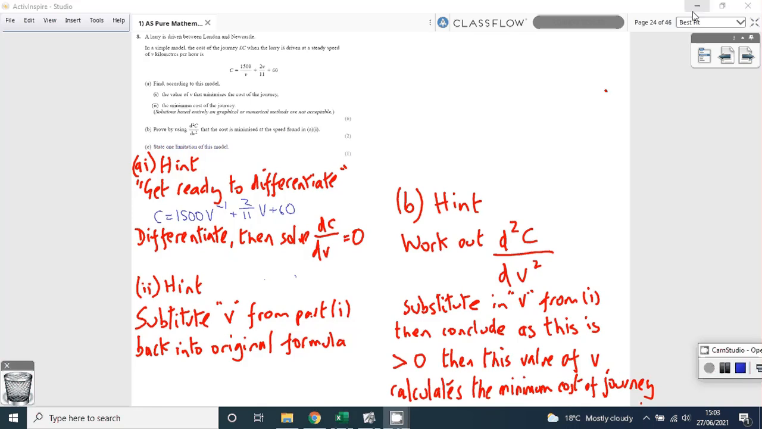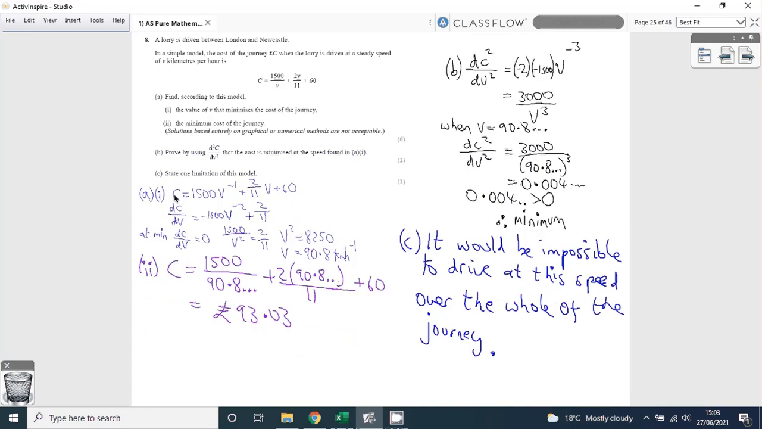So the solution for question 8. We've got it ready to differentiate, and then when we differentiate dC/dV, we get this. We've multiplied by the current power and reduced the power by 1. Now at the minimum value, dC/dV equals 0, so set this equal to 0. I've taken the V downstairs, so that's minus 1,500 over V squared, then added that to both sides.